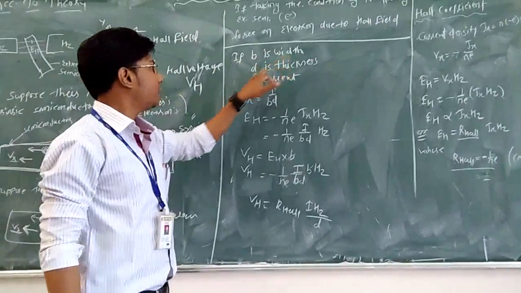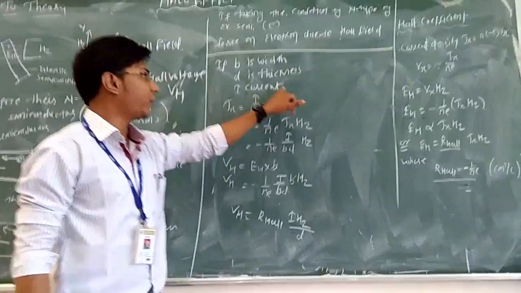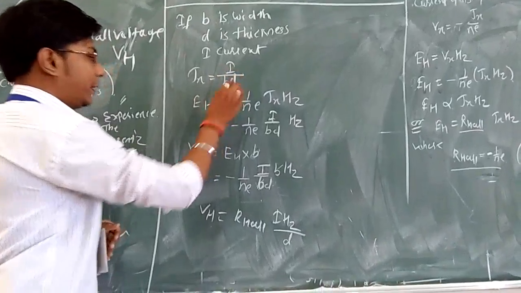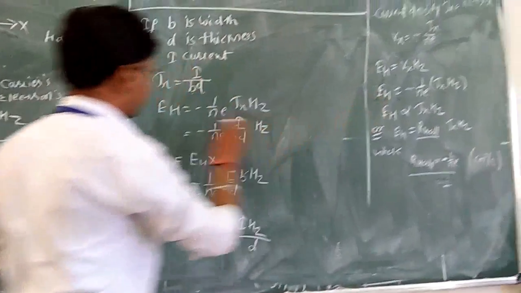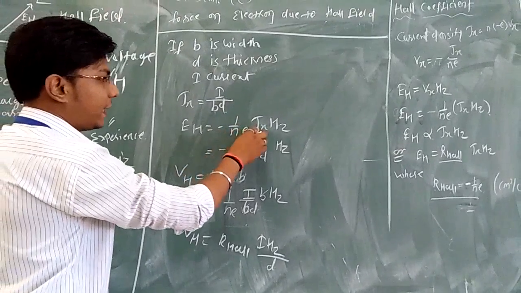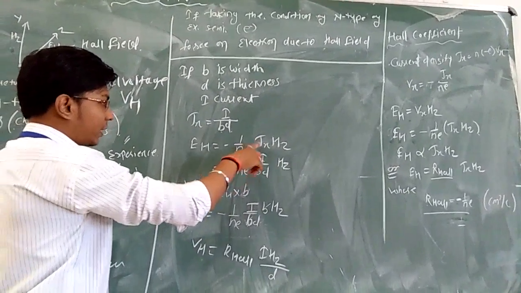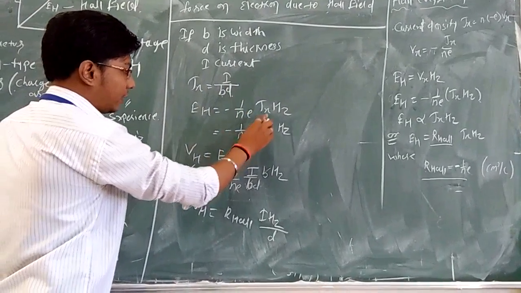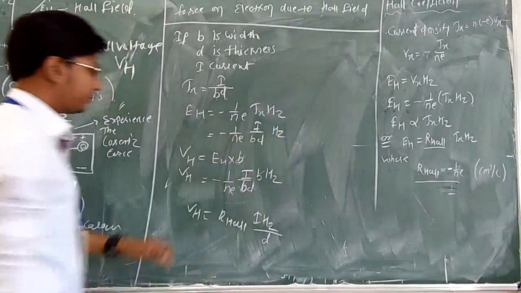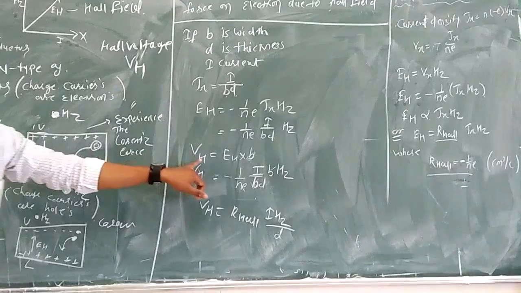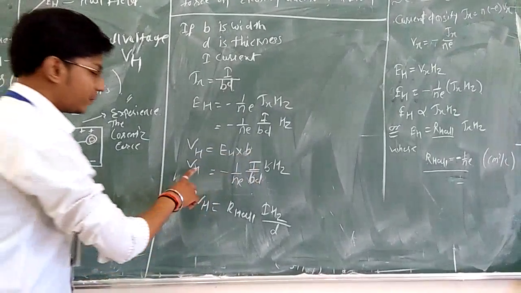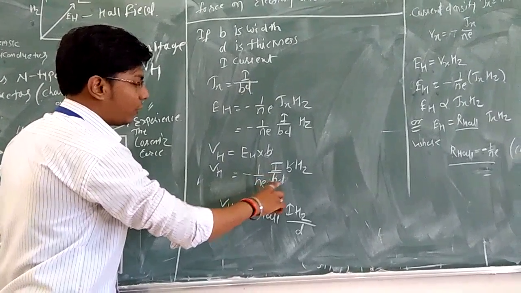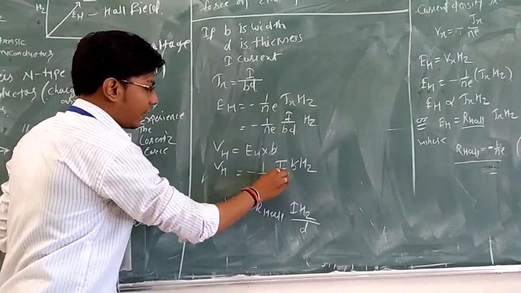If b is the width, t is the thickness of the rod, and I is the current flowing in the rod, then the current density Jx is equal to I upon b t. From the equation EH is equal to minus 1 upon n e Jx as Z, we put the value of current density Jx, I upon b t, then it is minus 1 upon n e, I upon b t, as Z. And we know that the Hall voltage Vh is equal to EH into b. Then Vh is equal to, putting the value of Hall field, minus 1 upon n e, I upon b t, as Z, where b and b cancel.